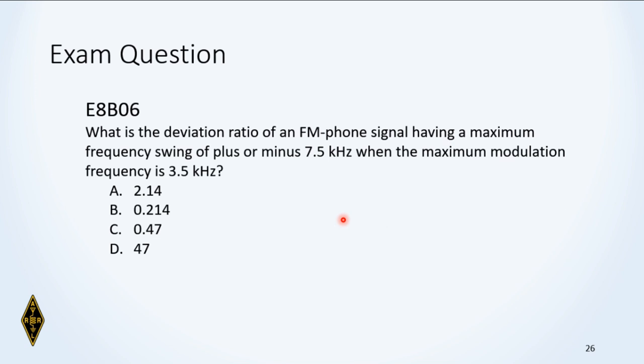Okay, here's another one. I thought we only had 3. It looks like we got 4. What is the deviation ratio of an FM phone signal having maximum frequency swing of plus or minus 7.5? We did this in one of our slides. When the maximum modulation frequency is 3.5 kilohertz.